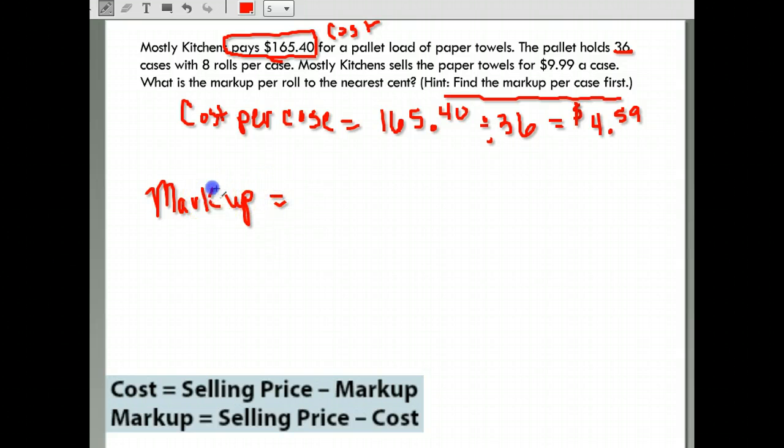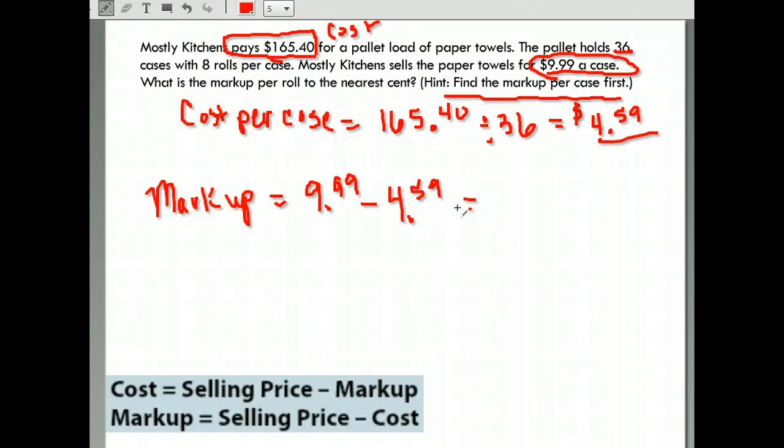Well, the markup, remember, is our selling price. How much are they selling each case? They sell each case for $9.99. So that's our selling price, minus the cost. The cost per case, remember, was $4.59. Okay, so we take $9.99 minus $4.59. They are marking these up $5.40. That's per case, okay?